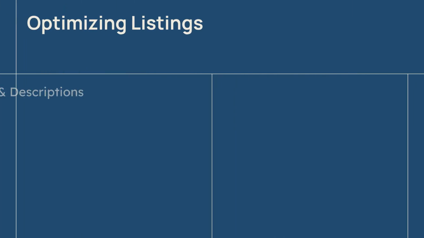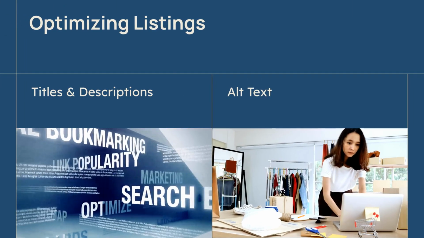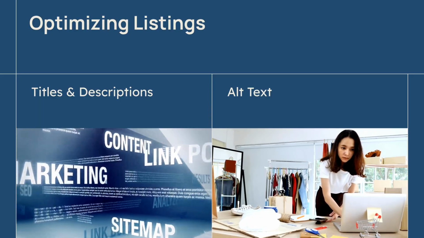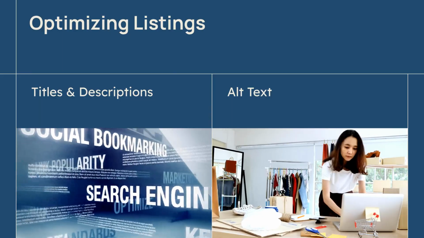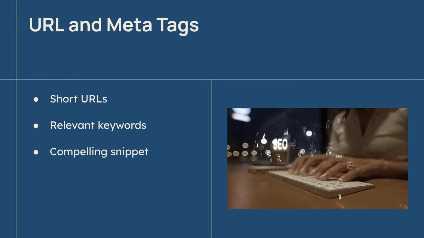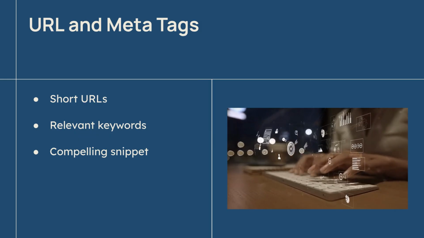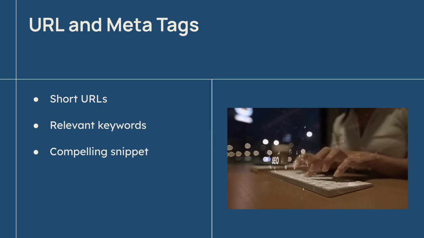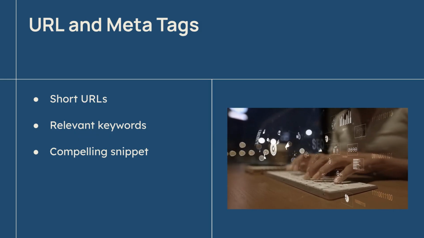For SEO, optimize product titles and descriptions with relevant keywords. Crucially, add descriptive alt text to all your product images for better search engine indexing. Configure your product URL slugs to be clean and keyword-rich. Write compelling meta descriptions that entice users to click when they see your product in search results.